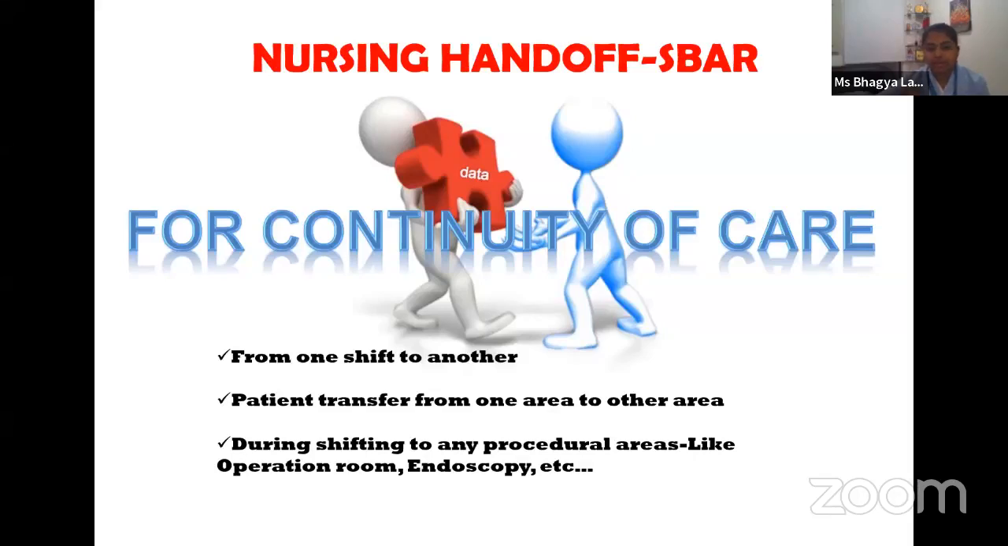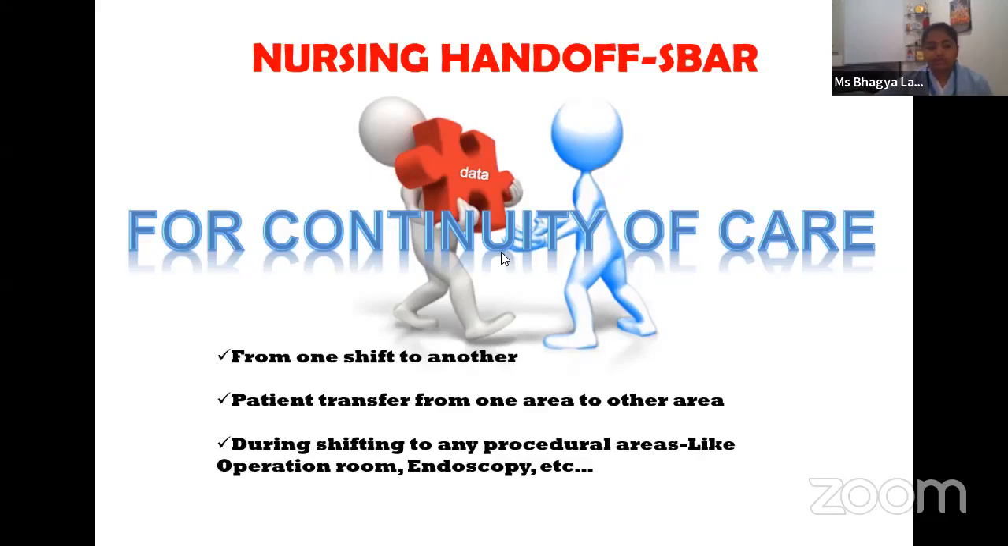So when and where do we have to follow it? It is applicable from one shift to another shift, like from morning to evening, evening to night. Then patient transfer from one area to another area. Maybe we have done everything in the ICU, the patient has stabilized well, and we are shifting the patient from the ICU to the room. So the ward nurse should understand what the patient's condition was in the ICU, what things we have done, so that everything is reflected in the nursing handoff.